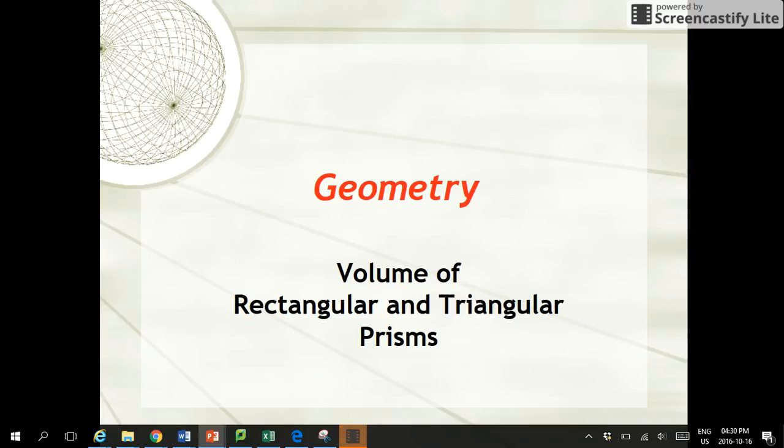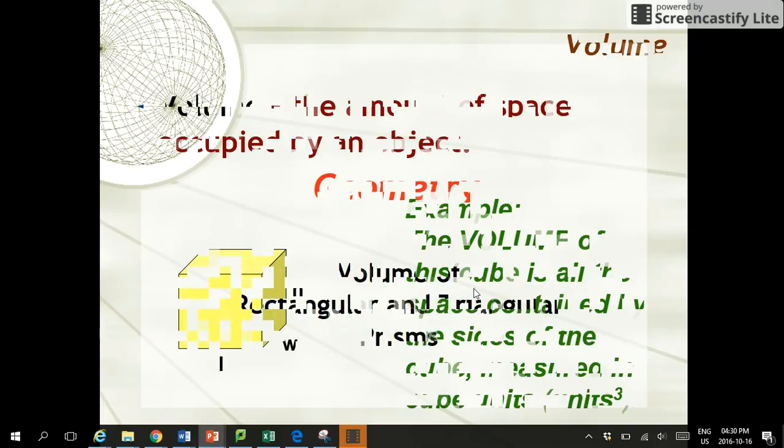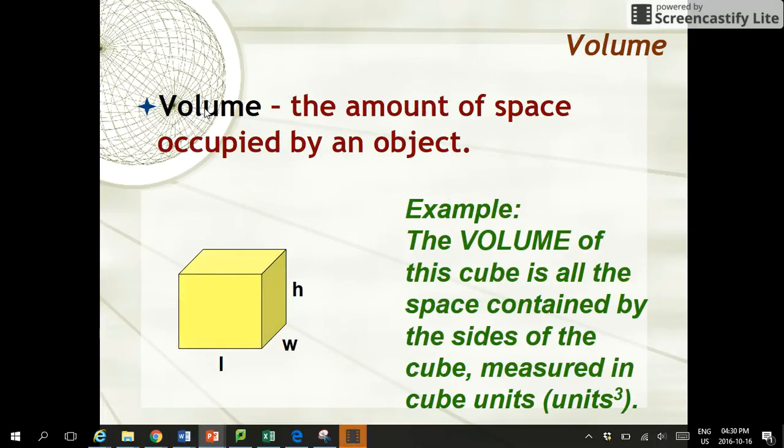All right, so we're looking at the volume of rectangular prisms. We'll look at triangular prisms later, but today we're looking at rectangular prisms. So what you've got to understand is that volume is the amount of space occupied by an object. So the amount of space inside this block, okay? This would be your length, that would be your width, and that would be your height.